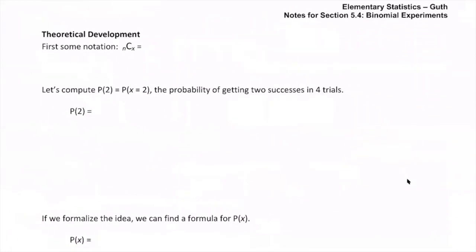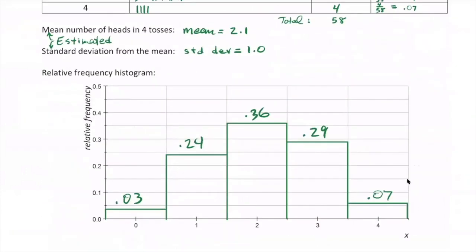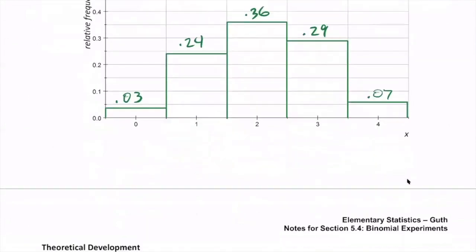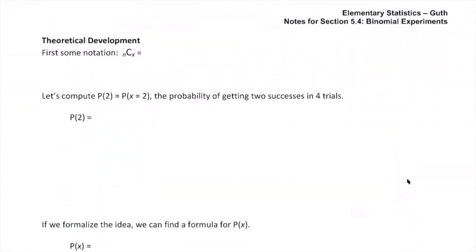What we want to do is, so we've got these outcomes, 24%, 36%, and so on. What we want to do is to show that we can use the theory that we've developed to show how these outcomes would have happened, roughly, even before doing the experiment. So I want to go ahead and do this.